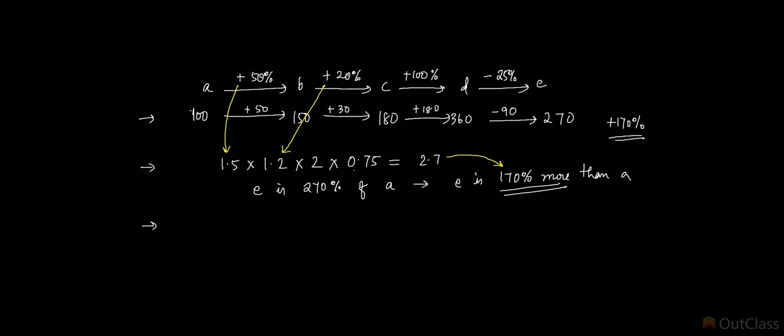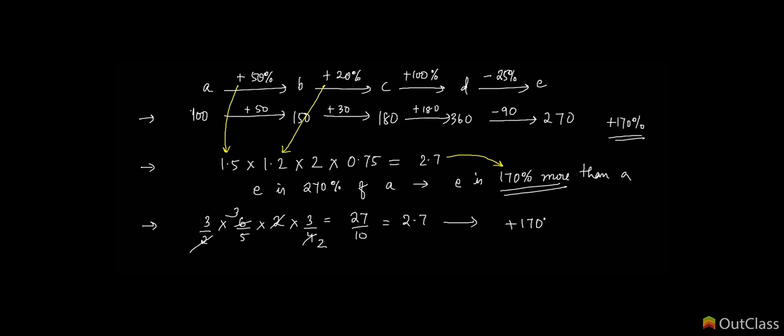Now in exams where you don't have a calculator, I don't recommend using the decimals unless you're really fast with multiplying decimal numbers. It is so much easier to just convert these into fractions. 50% more is 150% of, which is 3/2. 20% more is 120% of, which is 6/5. 2 is just 2. 0.75 is 3/4. And you cut whatever you can cut, and then you deal with it. Cut a single 2 from the 4 and a single 2 from here. You will end up with 27/10, which is equal to 2.7, which will convert to plus 170%.